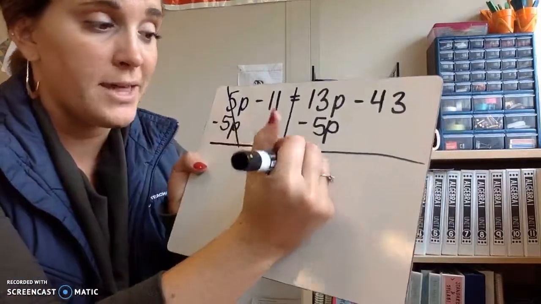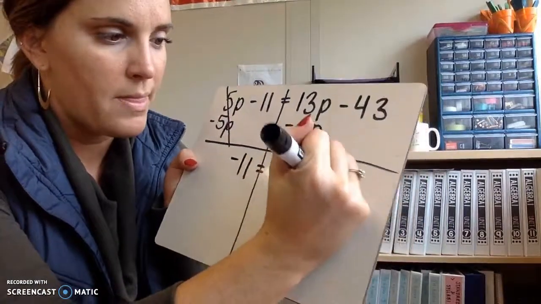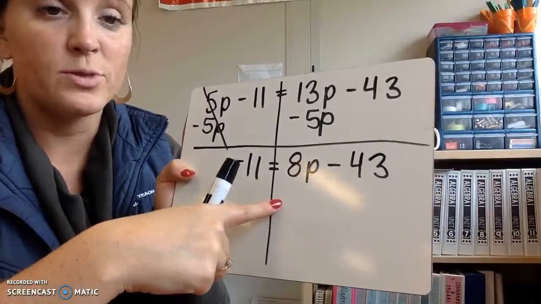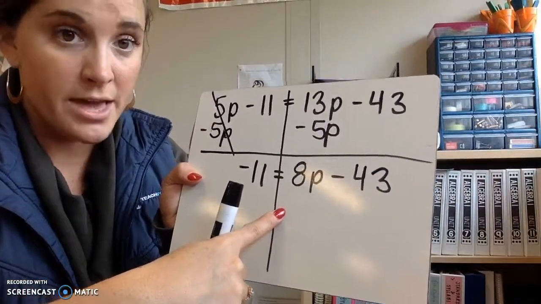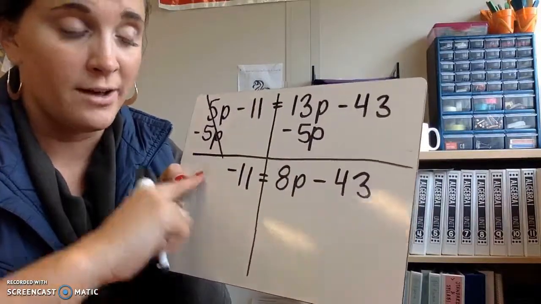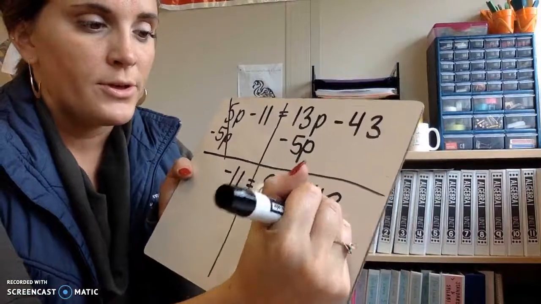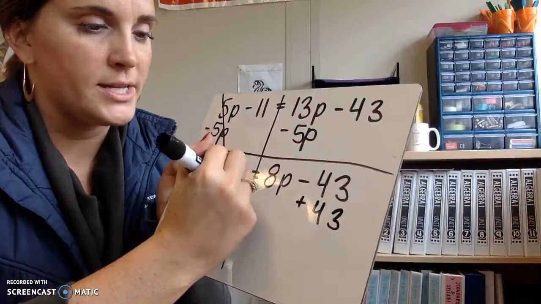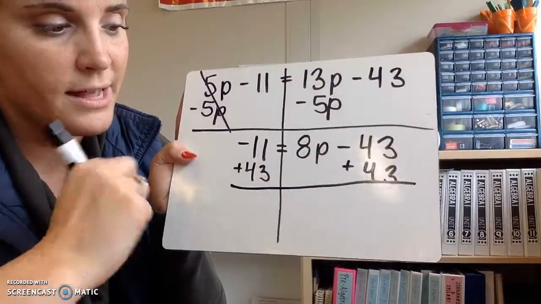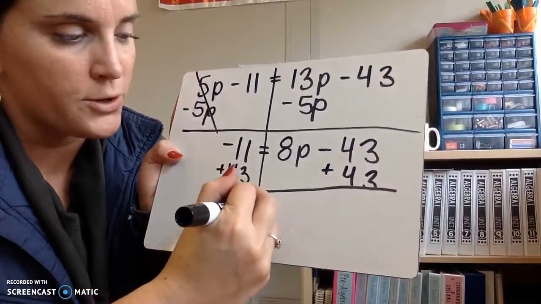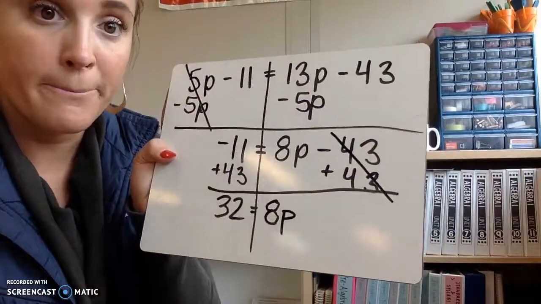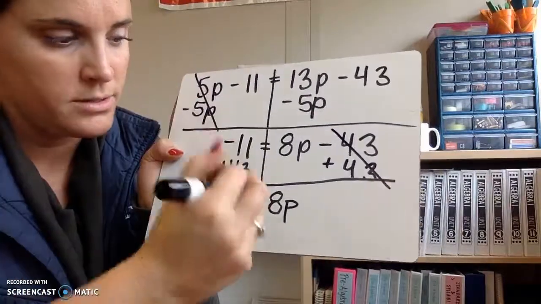13p minus 5p leaves me with 8p, and then minus 43 comes down. By subtracting 5p, I'm left with a positive coefficient of 8. If you would have subtracted 13p, you would have ended up with a negative coefficient of 8 over here. Your third wheel is that negative 43, so we're going to add 43 on each side. Negative 11 plus 43 gives me 32. Bring down your 8p. Negative 43 plus 43 cancels out.